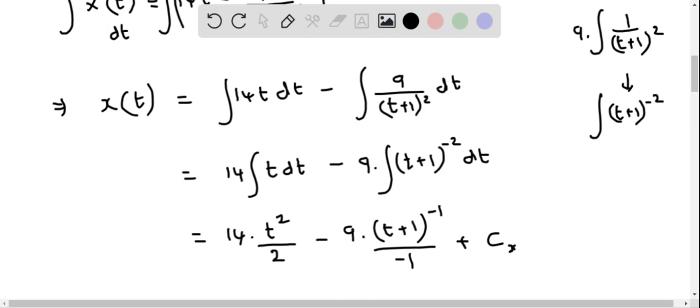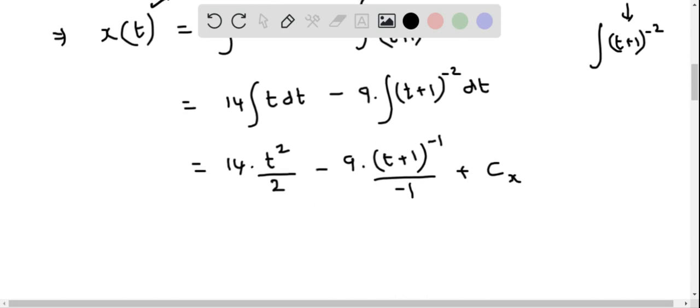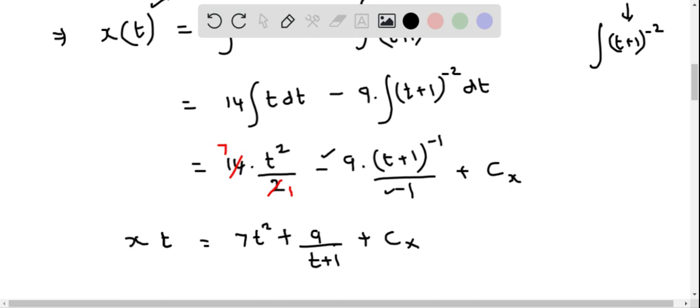Here I'm going to represent this as cx because we are concerned about x of t. Let's simplify this. 14 divided by 2 is 7, so this is basically 7t square minus, we have minus and minus, so this will become plus 9 times t plus 1 raised to the power of negative 1. This can be written as 9 times 1 over t plus 1, which I can rewrite as 9 by t plus 1. And then we have the integration constant cx. So this is basically x of t.